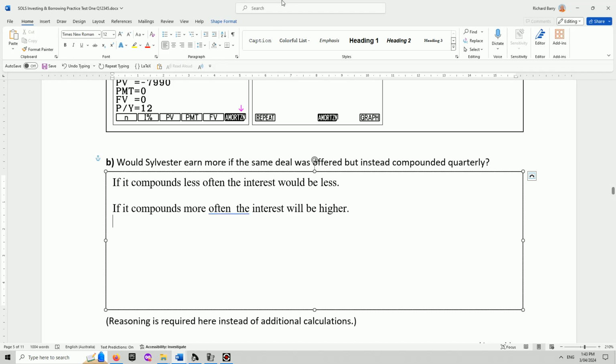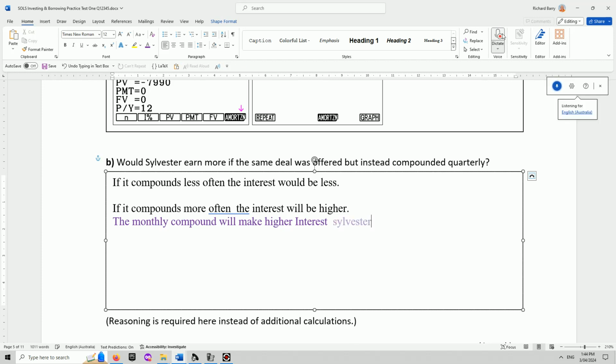So the answer to this actual question, which I'll put in purple, is the monthly compound will make higher interest, because I do need to answer that question. So higher interest, and Sylvester will earn more. Full stop. I'm going to prove this on the calculator.